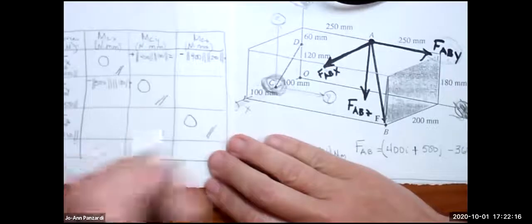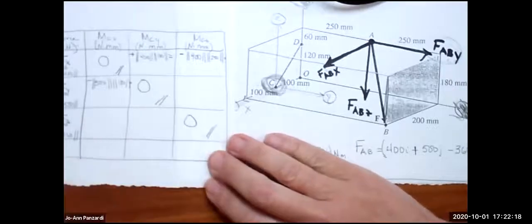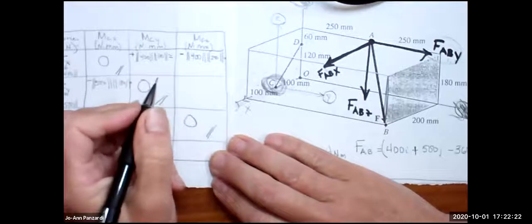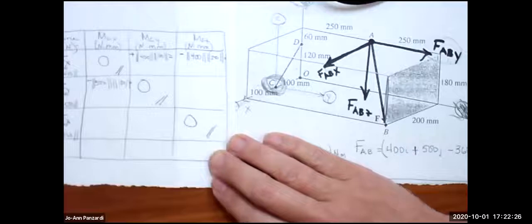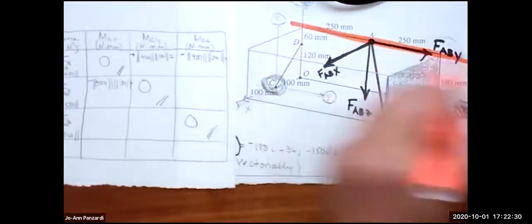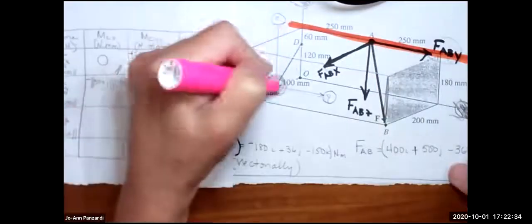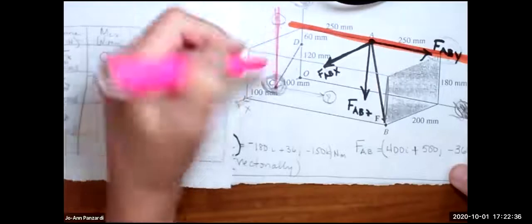Fingers go in the direction of the force, palm goes towards the axis. It's kind of hard to see, so let's make it bigger. Here's force Y, it's on the top back line, and here is force Z. It's in the middle on the left side.